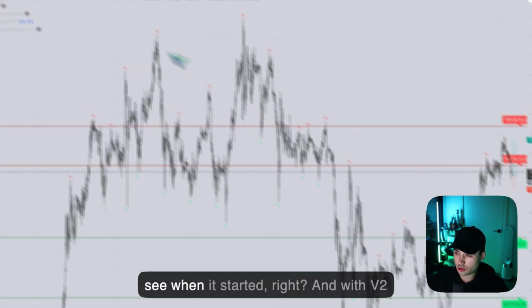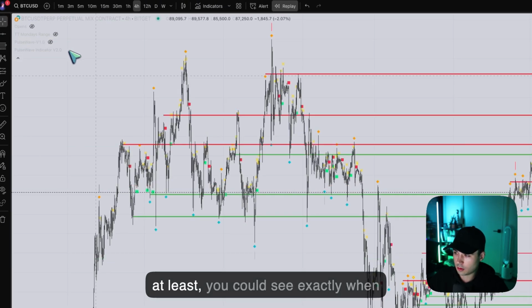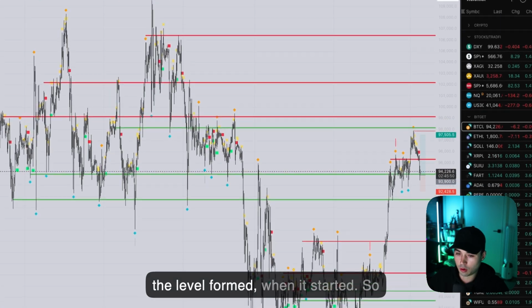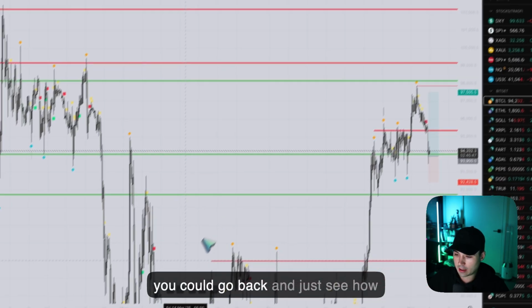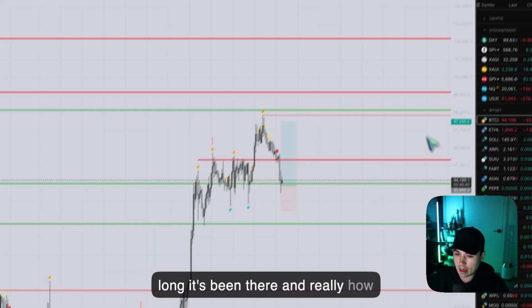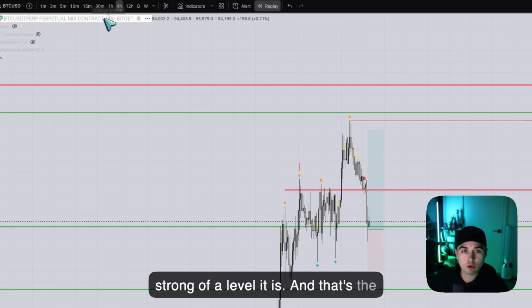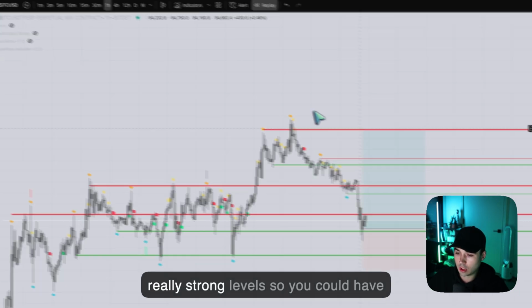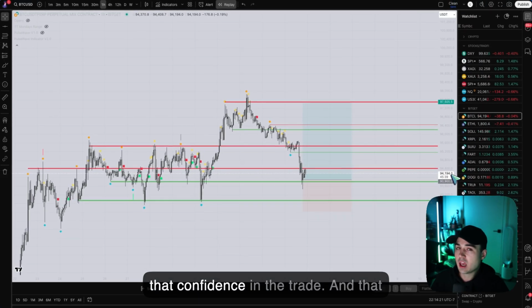You couldn't really see when it started, right? And with V2, at least, you could see exactly when the level formed, when it started, so you could go back and just see how long it's been there and really how strong of a level it is. And that's the whole point, right? We want to have really strong levels so you could have that confidence in the trade.